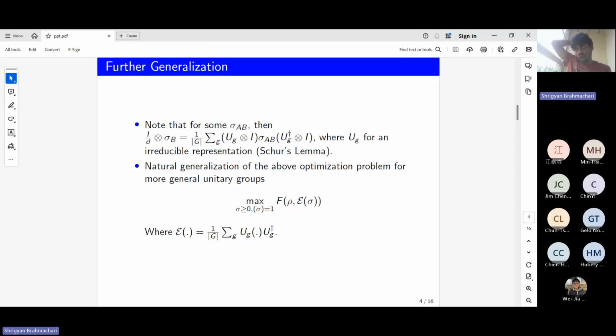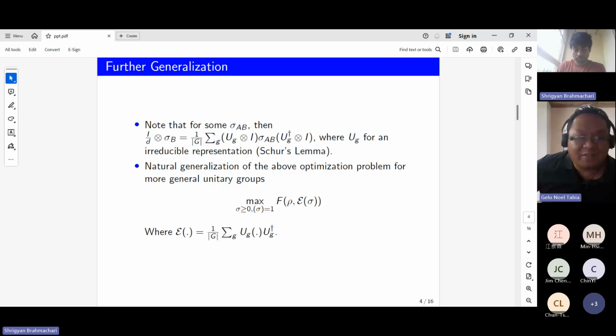As far as all the work I'm going to discuss next is concerned, you can take any unitary group you like. I see. Okay, thank you. One thing I want to clarify is this notation epsilon dot is just a twirling channel, and it's good to keep it in mind because I'm going to use it.